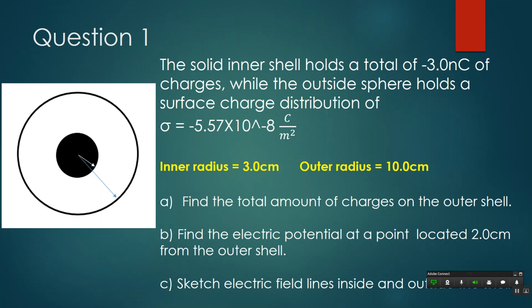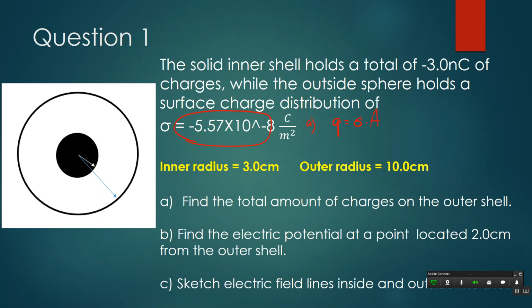I'll read the question. The solid inner shell holds a total of -3 nanocoulomb charges, while the outside sphere holds a surface charge distribution of whatever that sigma is. The inner radius is 3 centimeters. The outer radius is 10 centimeters. And the question is, find the amount of charges on the outer shell. Okay, so that should be relatively easy. It says that it's uniformly charged, and it's got a charge density of sigma coulombs per meter squared. So if I multiply sigma by the area of the outer shell, then I should be able to find the charge. So Q is equal to sigma times area.